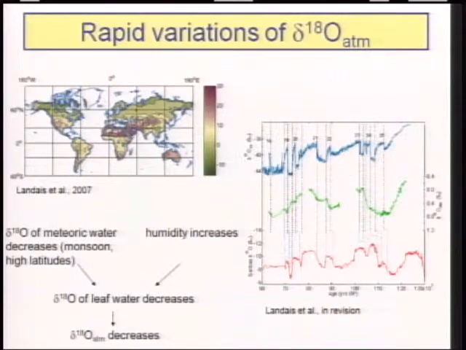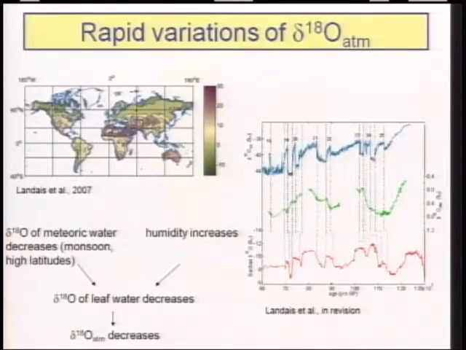So I show you here the results of atmospheric delta weighting over marine isotopic stage 5. And what is interesting to note is that in addition to the long-term variation of atmospheric delta weighting that were already described and shown to be strongly influenced by precession, we can also see very nice millennial-scale variation. You can see that here and here. And mainly what we observe is that during the interstadial phase, we have a significant decrease of atmospheric delta weighting. So here the scale is inverted.